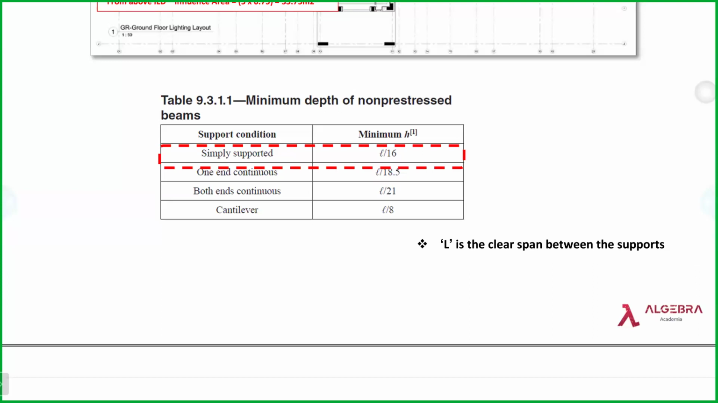So I'll move forward. L is what? The clear span between the supports. Okay. What is span? The span is not the center to center distance of supporting elements. It is the clear distance, which is the clear span. Okay. So what is a clear span actually? If I have columns of 200 by 600, I don't take the dimension of the columns. So it is from the inner face of the column to the inner face of the column. That's where the span is being described.